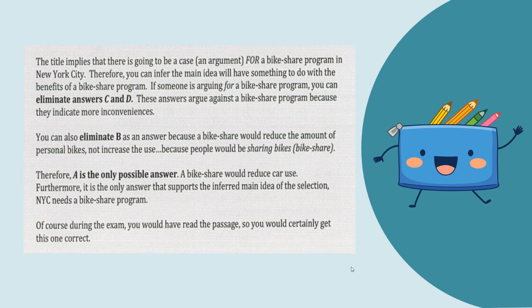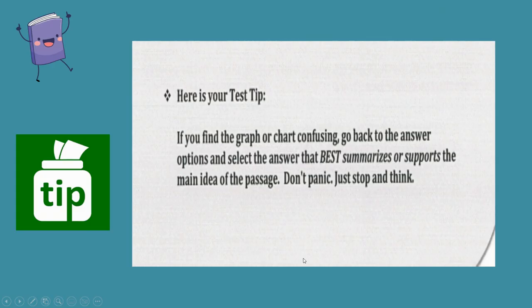Therefore, A is the only possible answer. A bike share would certainly reduce car use. Furthermore, it is the only answer that supports the inferred main idea of the selection: New York City needs a bike share program. Of course, during the exam, you would have read the passage, so you would certainly get this one correct.